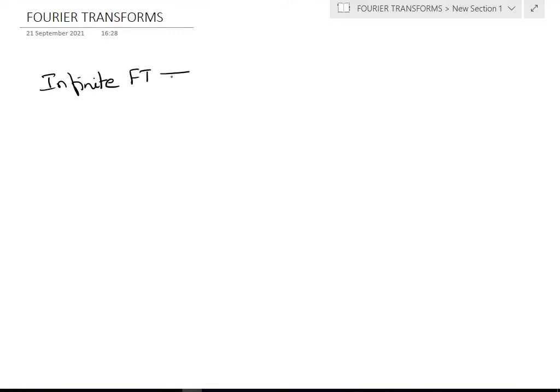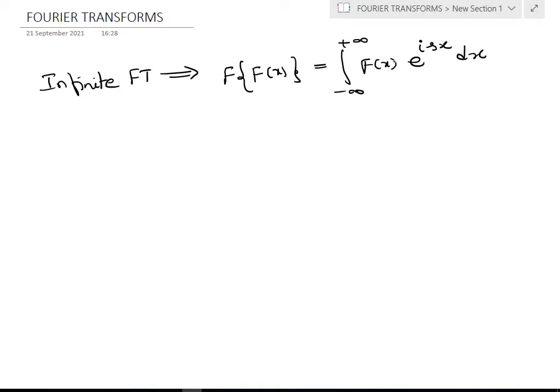The infinite Fourier transform that we have defined as the Fourier transform of a function f of x is equal to the integral from minus infinity to plus infinity of f of x e power i s x dx, where s is the parameter. Obviously this is the Fourier transform, and I'll get it as F of s.